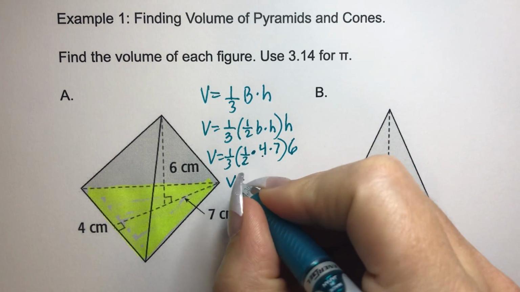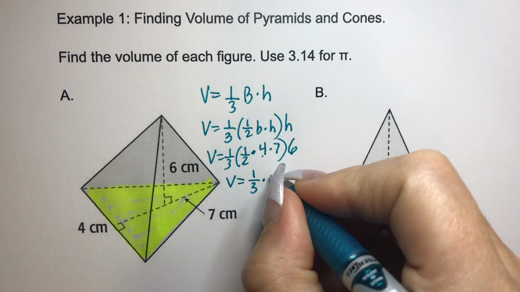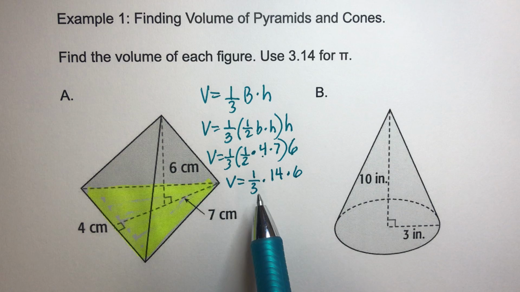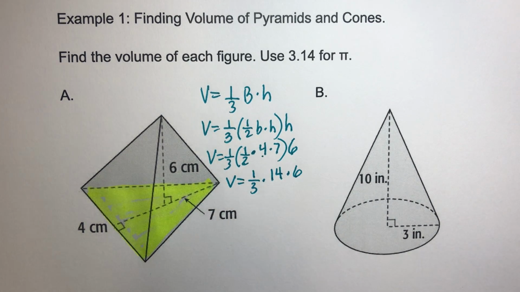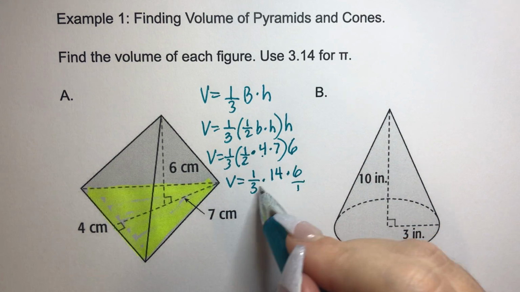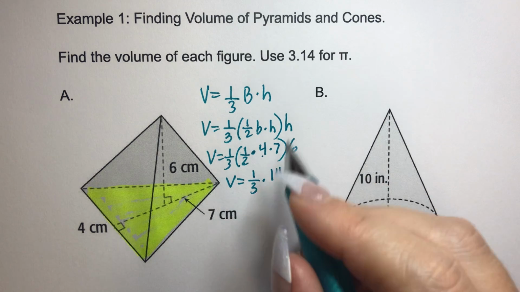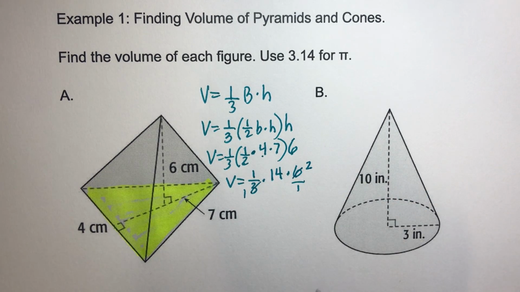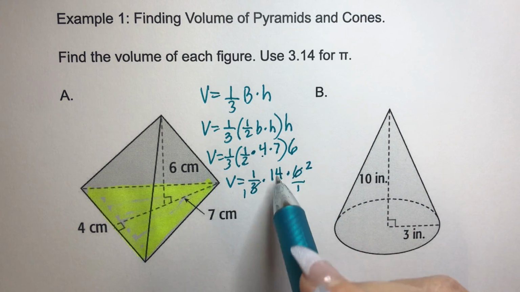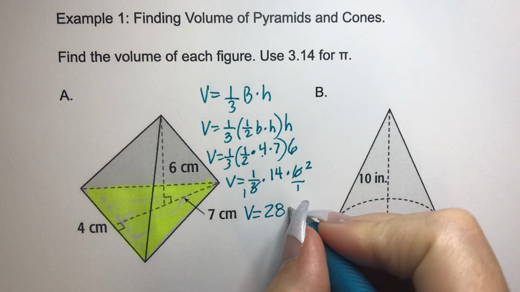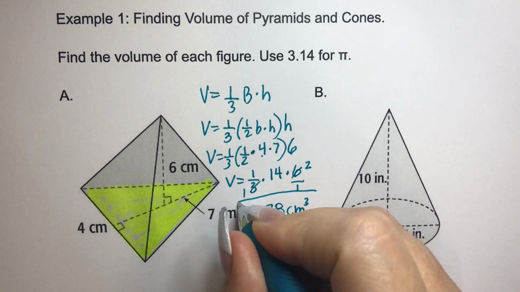So volume equals 1/3 times 14 times 6. Now, I could go 1/3 times 14, or I could go 1/3 times 6. I'm going to do that because I know if I look across, 3 and 6 have a common factor of 3. 3 goes into 3 one time. 3 goes into 6 two times. So basically now I'm just going 2 times 14, which is 28 centimeters cubed for the volume.